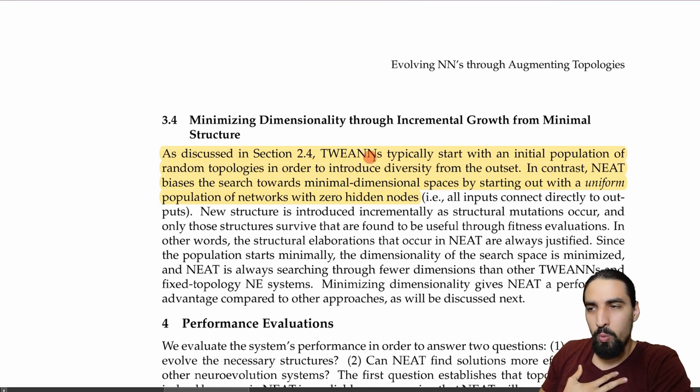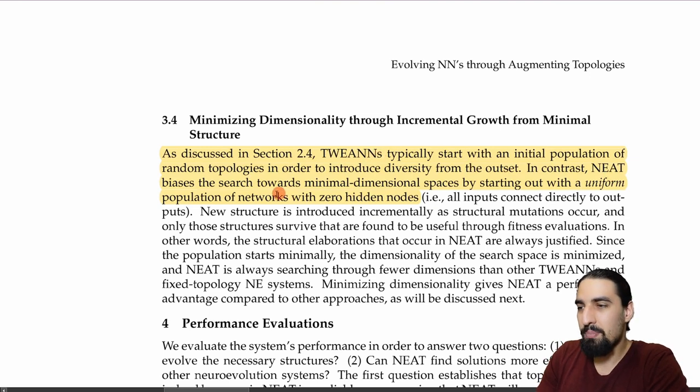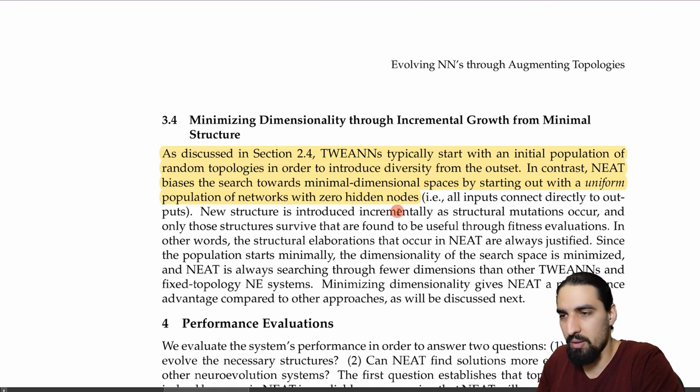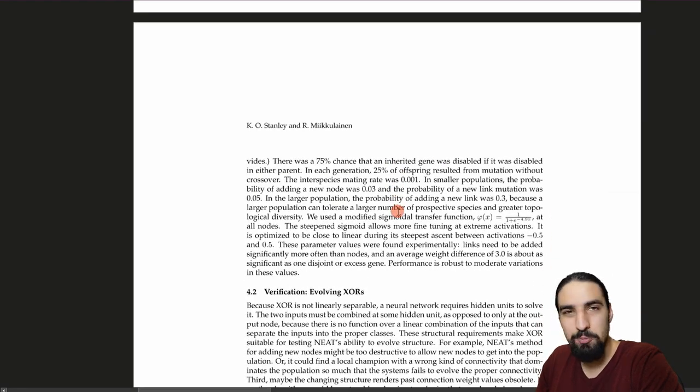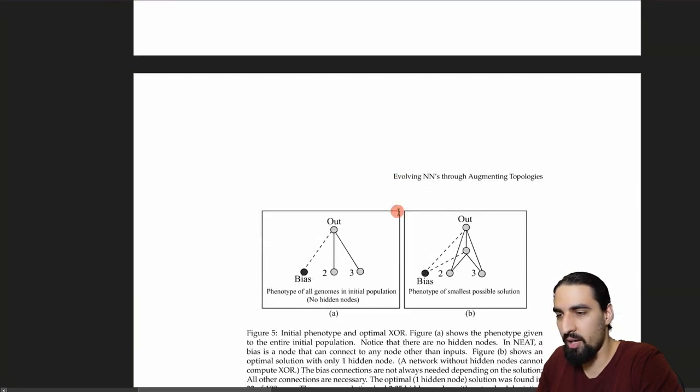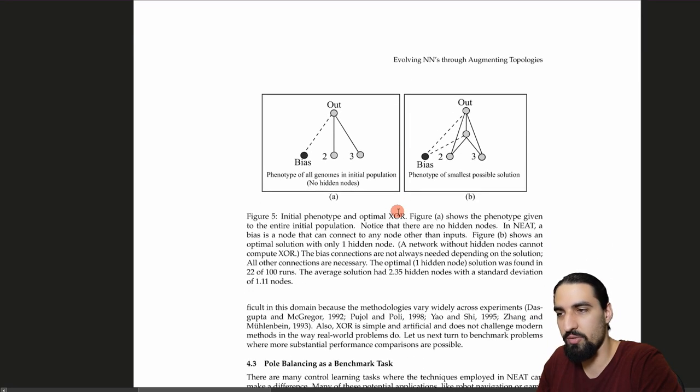So these TWEANNs, if that's the way you pronounce this, typically start with an initial population of random topologies in order to introduce diversity from the outset. That's how these other approaches do it. In contrast, NEAT biases the search towards minimal dimensional spaces by starting out with a uniform population of networks with zero hidden nodes. We saw that in the beginning of the video, but I thought it worth mentioning. Okay, so that's pretty much it. That's NEAT.